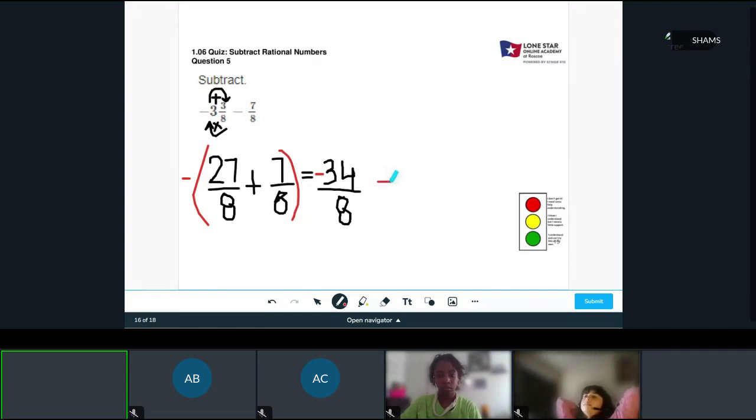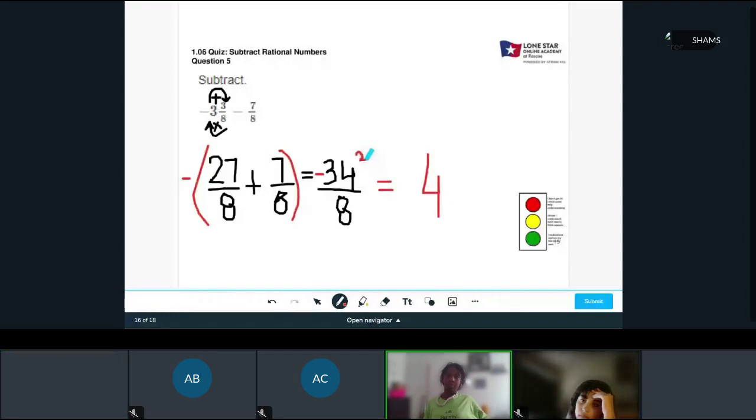How many 8s go into 34? 4. Very good. Because 4 8s actually make 32, right? So that means now I have a remainder of 2 when I did the 4 wholes. The 2 remainder goes here with a denominator of 8.